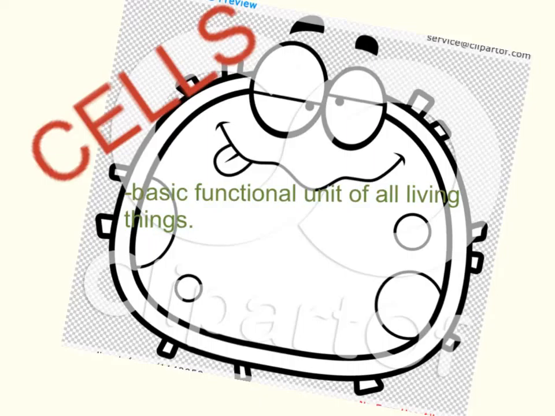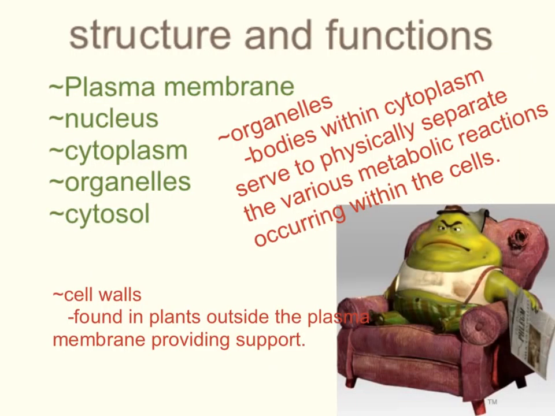So this video lecture is on cells, and a cell is a basic functional unit of all living things. A cell has a certain structure and functions. For example, we have the plasma membrane, nucleus, cytoplasm, organelles, and cytosol. The plasma membrane bounds cells and encloses the nucleus, and the nucleus is bounded by a nuclear envelope.